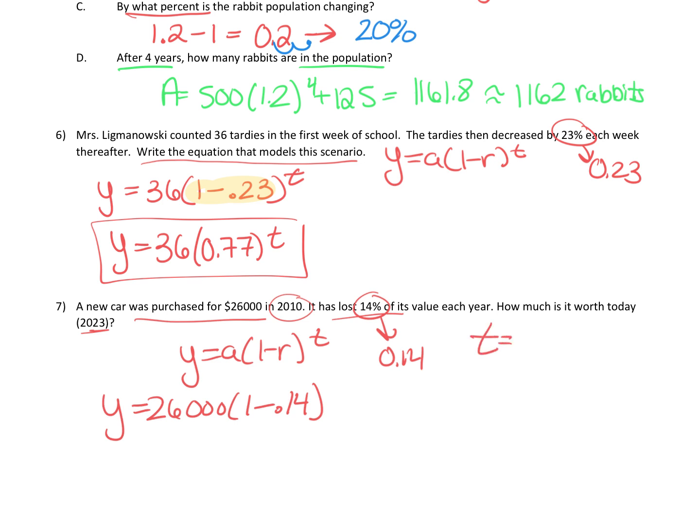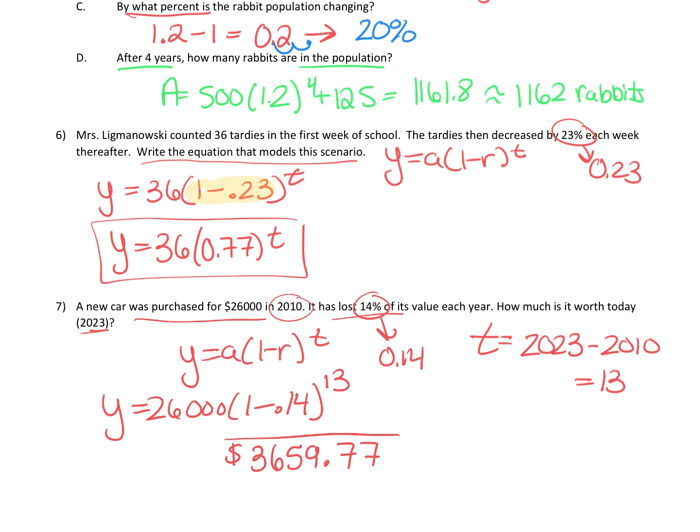Well, if we started in 2010 and we are ending in 2023, I'm going to subtract those, and we get that my time would be 13 years. So then I'll just plug that in my calculator. And we'll get that the car will be worth $3,659. And since it's money, we should round to 2 decimal places and 77 cents.